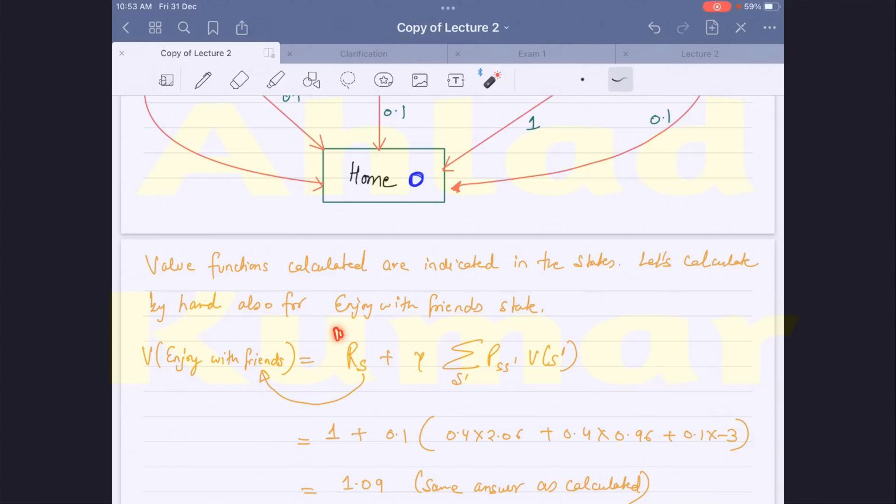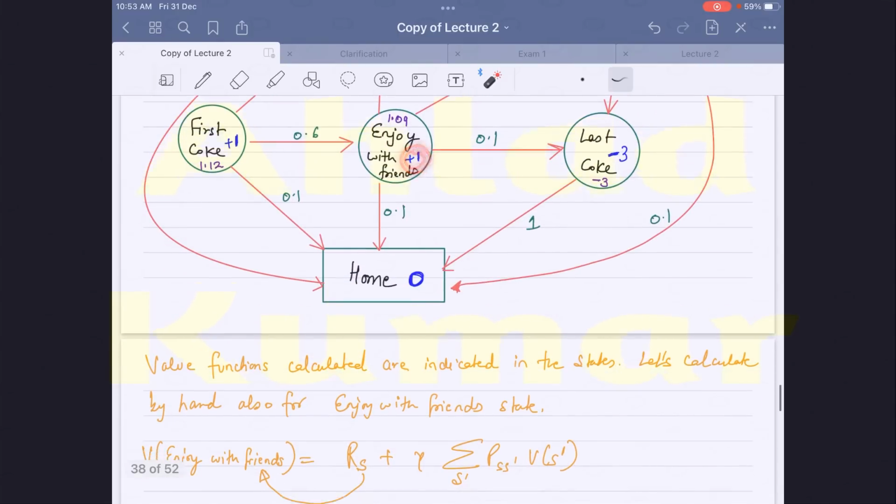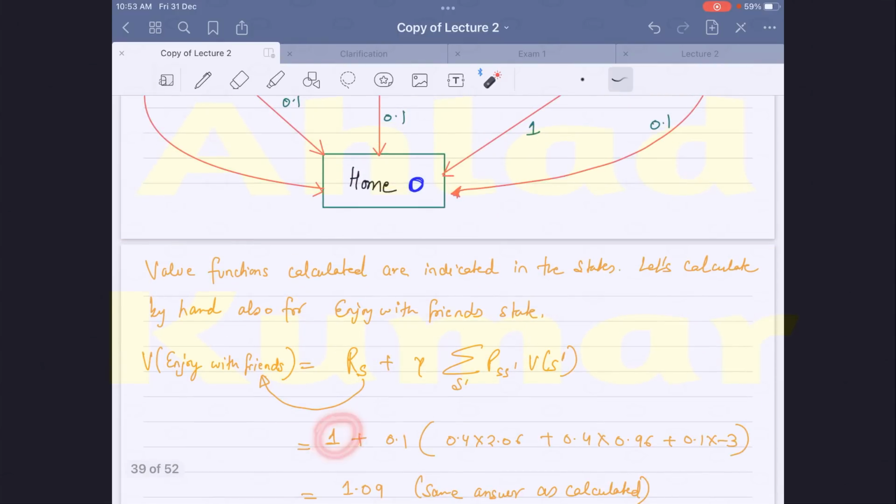Here the immediate reward that you have while being in this state of enjoy with friends is 1, as you can see over here. So this is 1, plus gamma, which we are taking as 0.1, let us say.